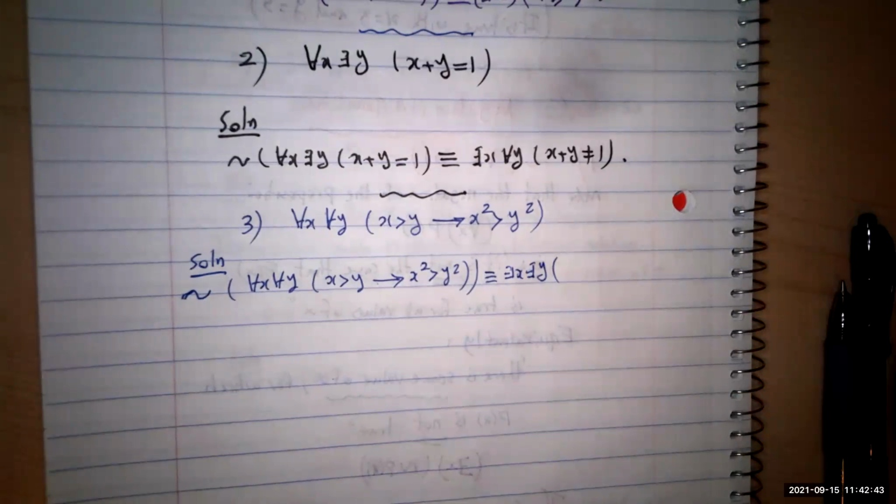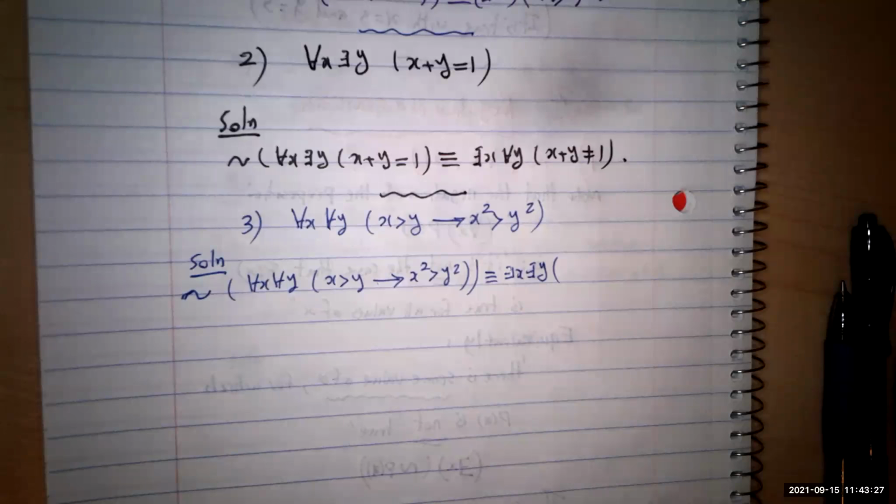Remember, it's just a conditional proposition, an implication, if P then Q. Remember what the negation of if P then Q was? You had it in your previous quiz. P but not Q. Yes, very good. So what's going to be this one now? There is an x and there is a y such that x is greater than y, and x squared is less than or equal to y squared. Yes, very good.